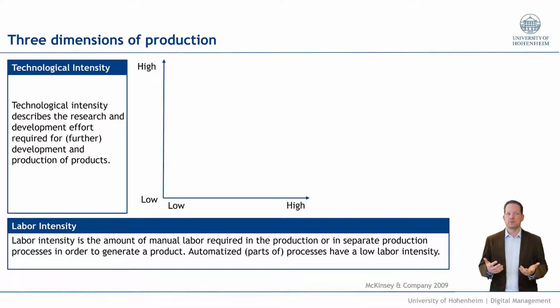The second dimension is labor intensity. That's the amount of manual labor required in the production or in separate production processes in order to generate a product. Automated processes, automated parts of processes, have a lower labor intensity than non-automated manual processes. And again, we depict it as low or high.